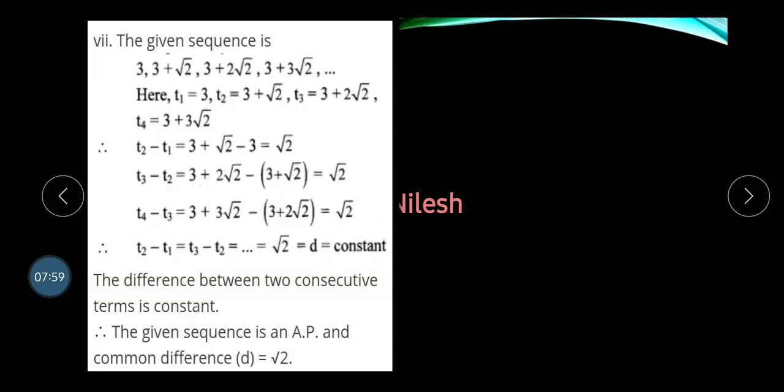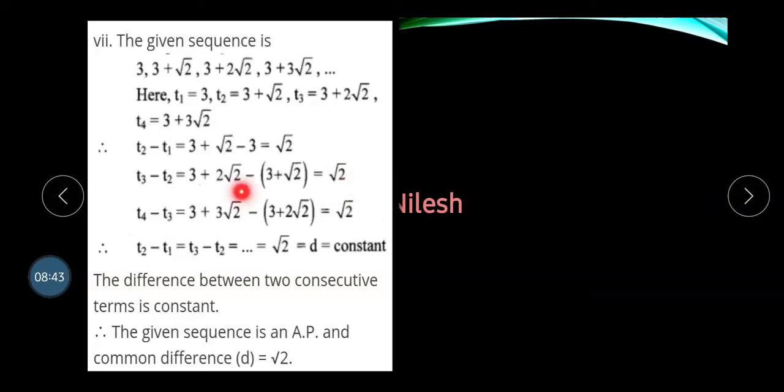Next one, the given sequence is 3, 3 plus root 2, 3 plus 2 root 2, 3 plus 3 root 2. Here the first term is 3, second term is 3 plus root 2, third term is 3 plus 2 root 2, fourth term is 3 plus 3 root 2. Second term minus first term equal to 3 plus root 2 minus 3. We will get it as root 2. Third term minus second term equal to 3 plus 2 root 2 minus 3 plus root 2. We will again get the answer as root 2.